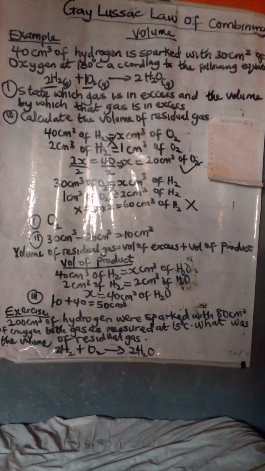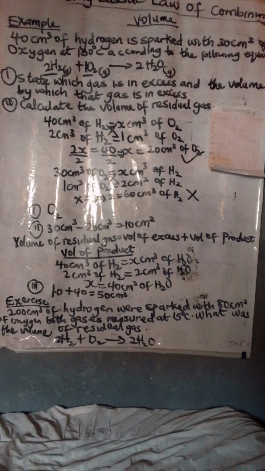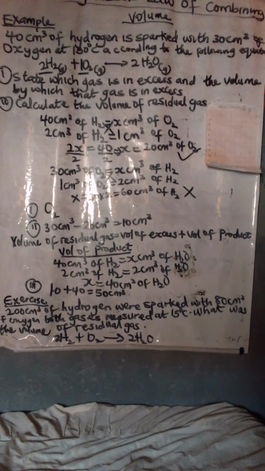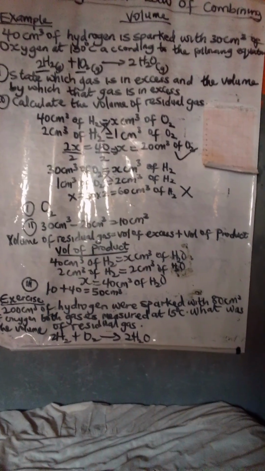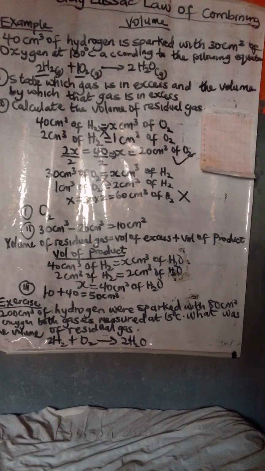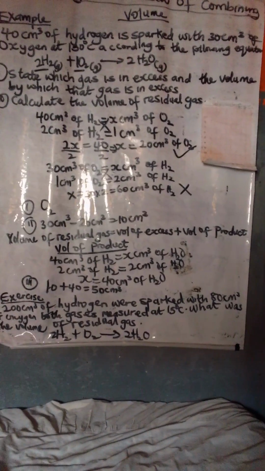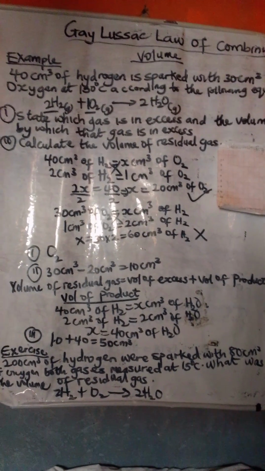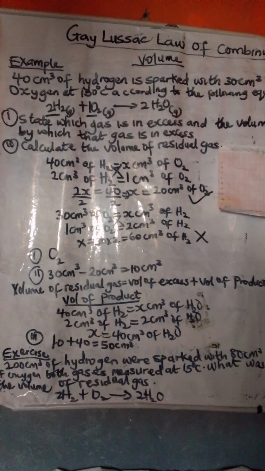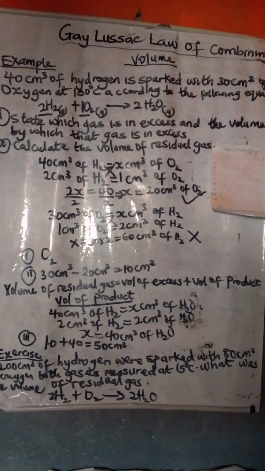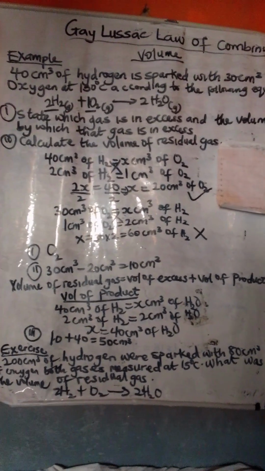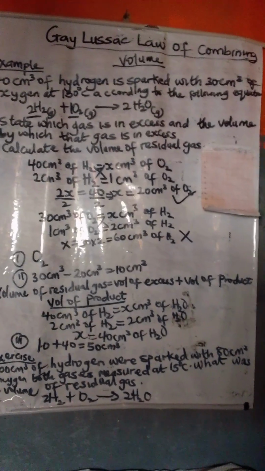So you can see we have 40 cm³ of hydrogen, then you make it 8 cm³ of oxygen. So from here we have 2 cm³ of hydrogen to 1 cm³ of oxygen. So we end up having 20 cm³ of oxygen. So in that case, the only one that is in excess is oxygen, because we started with 30 cm³ of oxygen and we end up with 20.